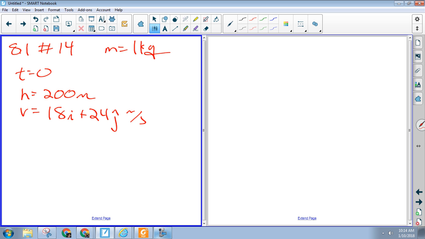Is everybody cool with this notation? Yep. This is just the x and y velocities, yes? Yep. Cool. All right. It says, what's the change in U, so the change in potential energy of the ball-Earth system between t equals 0 and t equals 6 seconds?